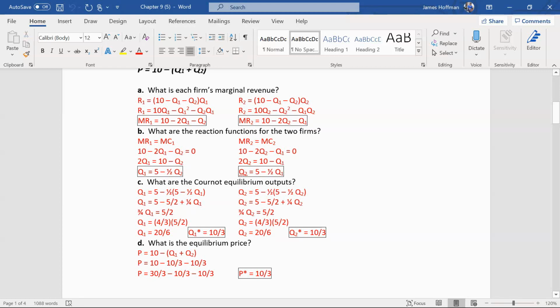Alright, so now for firm 2, I guess the easier thing to do would just be to plug in 10/3 here. But I did it the other way, so you can do it either way. So I plug in firm 1's reaction function into firm 2, and you should get the same thing, where you get 5 minus 1 half times 5 minus 1 half Q2. Now we just have Q2.